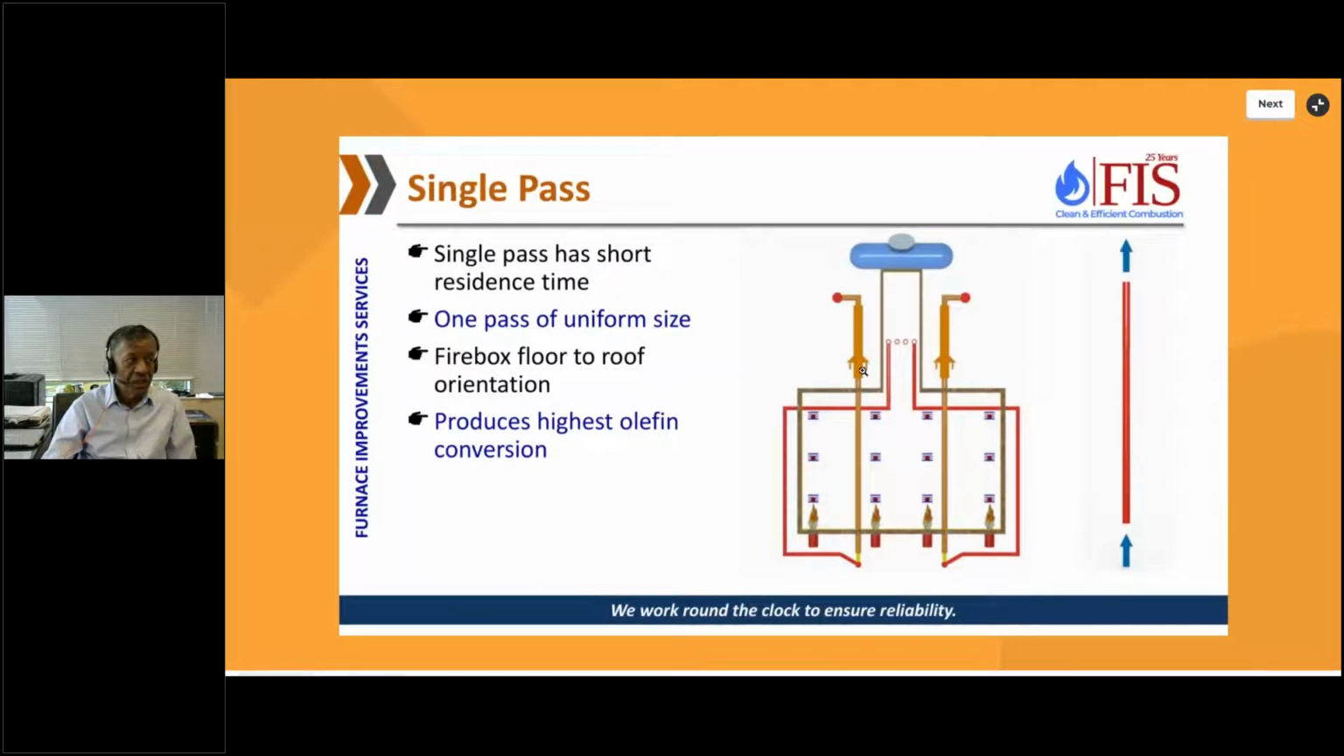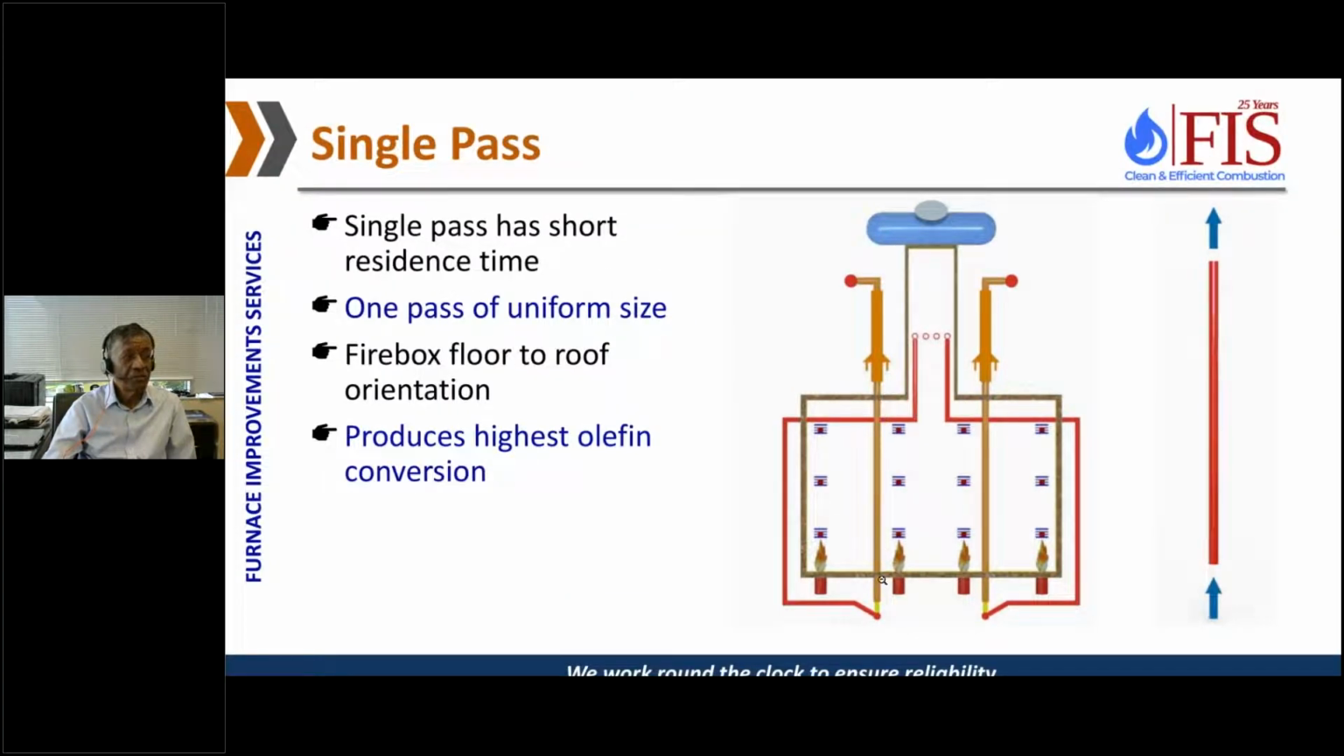So this is a single pass coil. There's only one pass, and floor firing is at the bottom. And this produces the highest olefin conversion. This is very similar to what Kellogg had in their millisecond furnaces. That's basically the concept over here. The flow is from bottom to top, and that's a single pass. It has the shortest residence time.